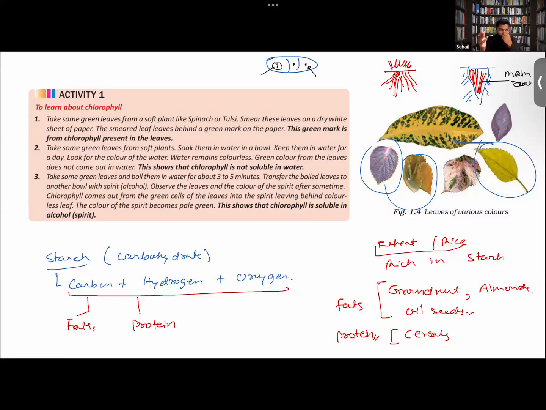Also, has this topic, vegetative propagation, started in your school right now or not? No, sir. Not yet. Okay. When it will be discussed, you will also get to know like new plants can be grown from the leaves also.